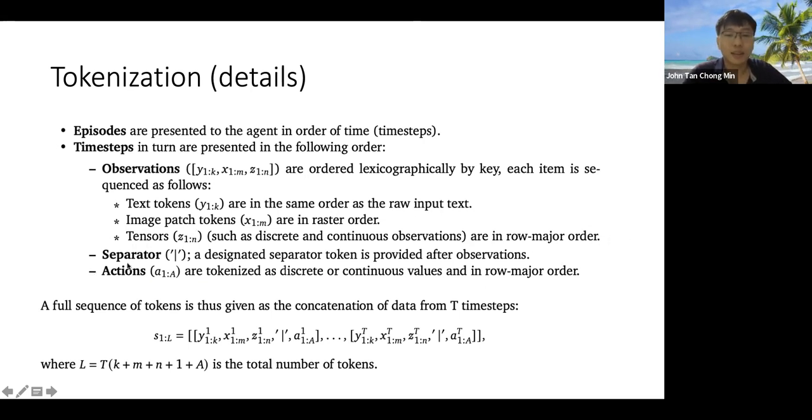After that, we concatenate all of the tokens together into one mega sequence. You can see it's very complicated. One full-length episode consists of everything. You see this here, you have the text, you have the image patches, you have tensors with the discrete and continuous observations, and then you have your actions. Every single episode contains all this. So there's a lot encoded here, and this whole thing will be fed into the network.